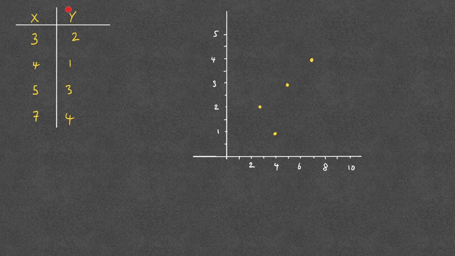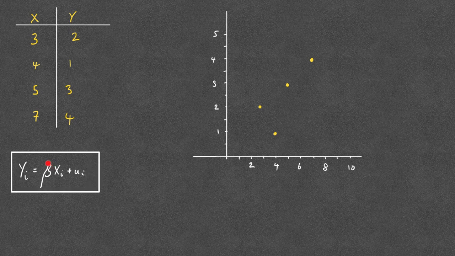So we're presented here with some data relating to a random variable x and a random variable y, and we suspect there might be a relationship between y and x such that each observation of y is equal to some beta times the observation of x plus some random error term. So this is how we suspect that the data has been generated, and we want to try and estimate this beta, the relationship between x and y.